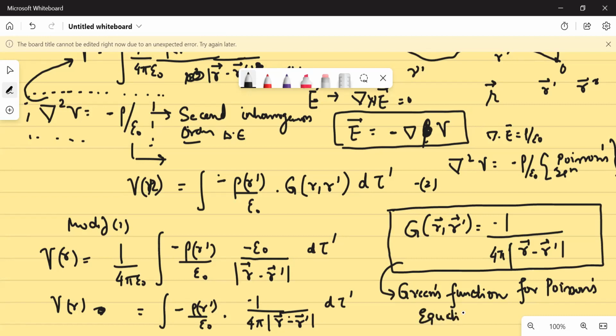Here you have 3 dimensions. So instead of r dash, you'll write d tau dash, or simply you can write it as d3 r vector dash, because now you are considering volume integral instead of line integral. Like instead of single integral, now you have this volume integration. Okay sir. Is that clear?